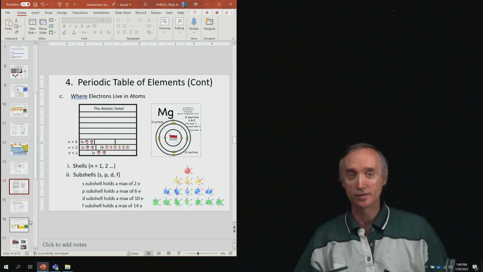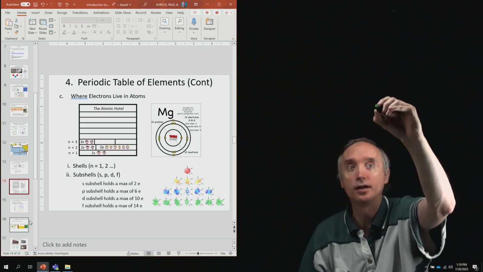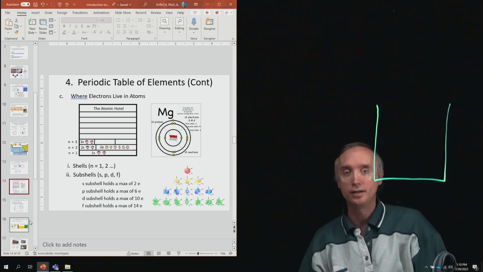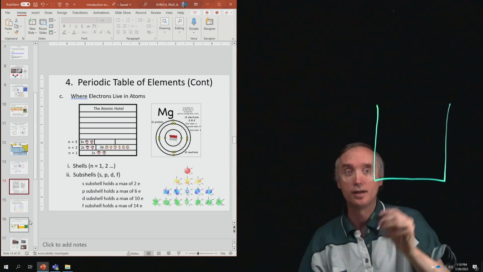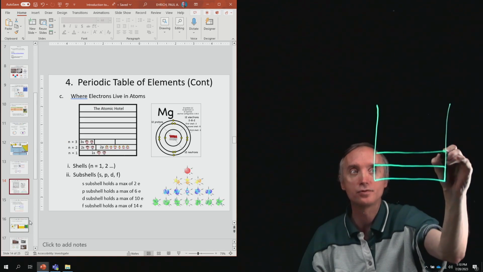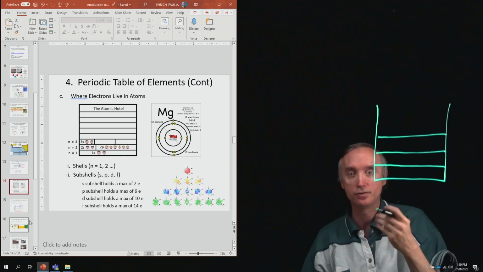In order to understand this, I want you to think about a hotel. And a hotel has rooms where people stay. So according to quantum mechanics, there is a thing called the atomic hotel where the electrons live. The electrons are going to try to go as low as possible in this atomic hotel. And just like a real hotel, this hotel is going to have floors. These floors are going to be called energy levels or energy shells.